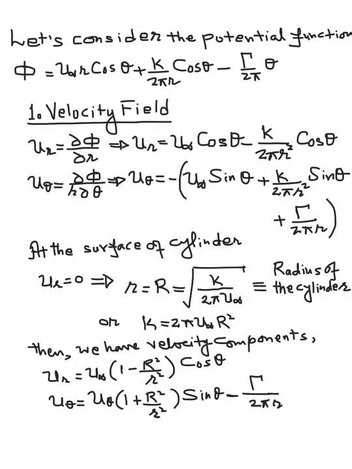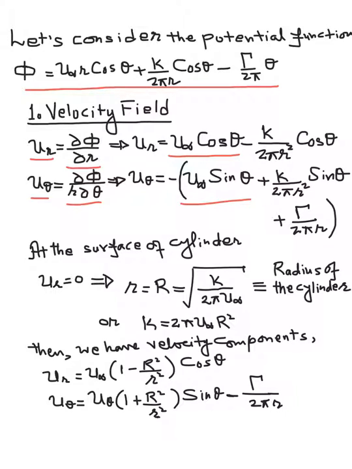For this purpose, I am selecting the potential function. Here is the potential function for uniform flow over a cylinder with circulation. Now to determine the velocity field, I will differentiate this function with respect to r. This will provide me the u_r component, and with respect to theta will provide me the u theta component. And here are the expressions for u_r and u theta.